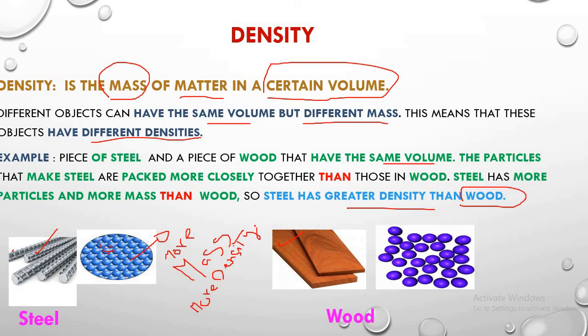That's it. So density is the mass of matter in a certain volume. The mass of steel is more than the wood, but both have the same volume. They take the same volume. That's it.